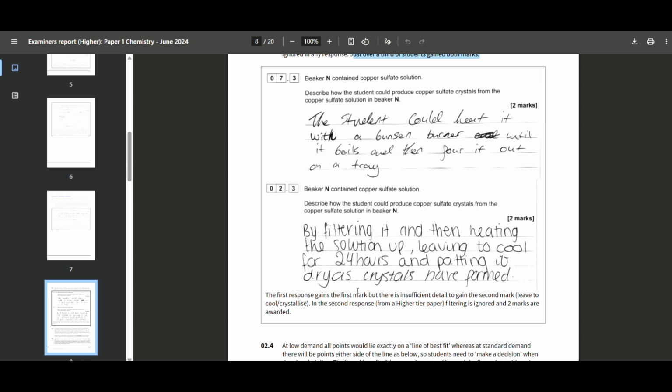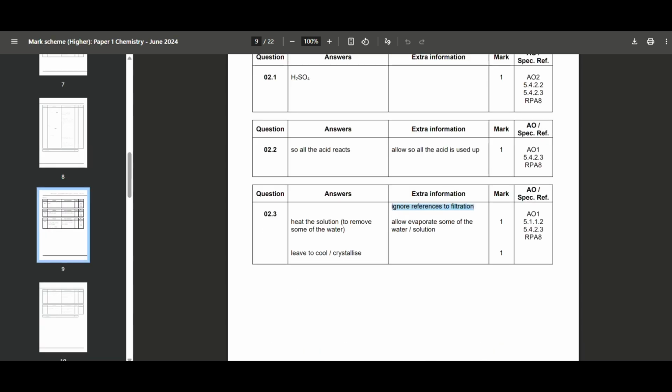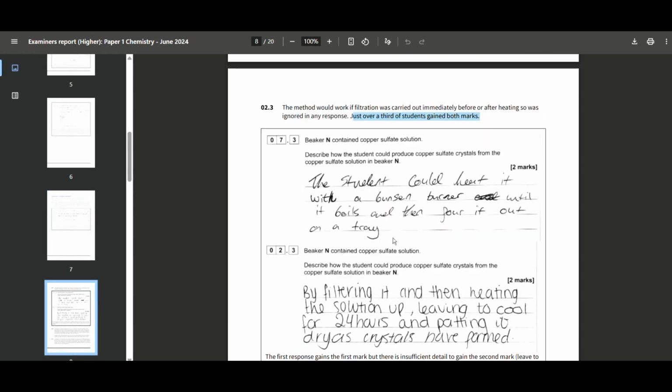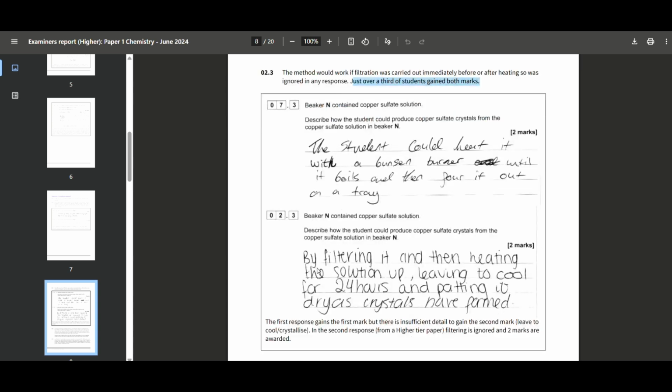So the first response gains the first mark, which is to heat the solution, but they haven't said to leave it to cool down or leave it to crystallize. So they have not said that in here. They just said pour it out on a tray, but they're just saying what the action is. They're not saying what the reason for it is. So in this case, the second response gets full marks.